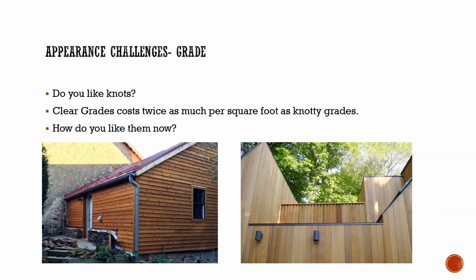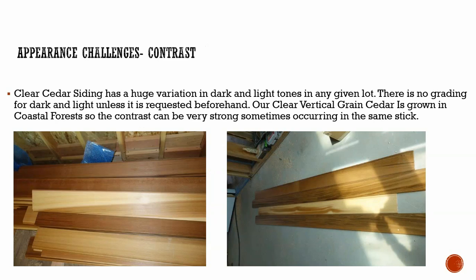And when you allow tight knots, you're not limiting the number of knots until you specify clear. So the big takeaway is if you like knots, it's going to be half as much for your wood. Having said that, and due to the fact that well over 98% of the architects that I've consulted with want clear, we're going to focus mainly on clear.